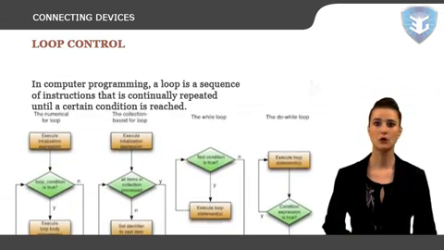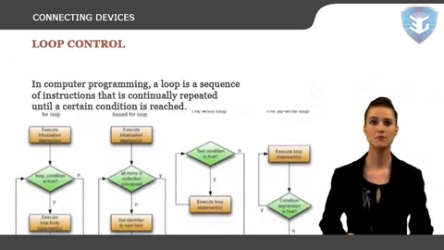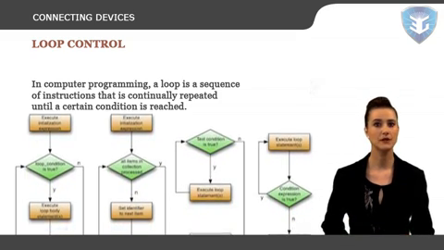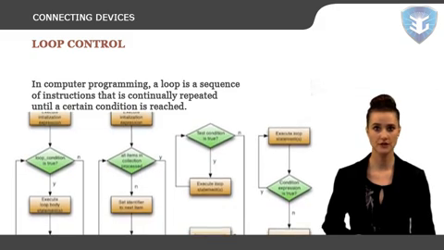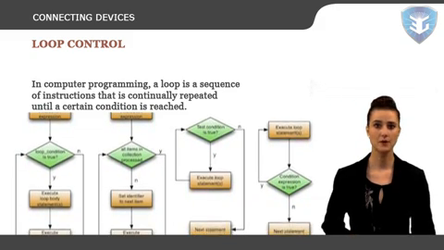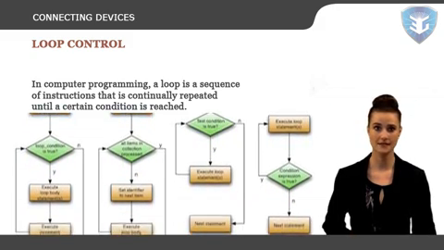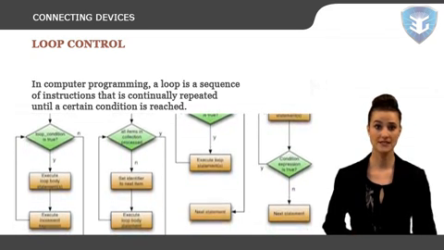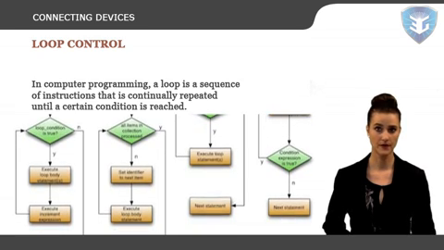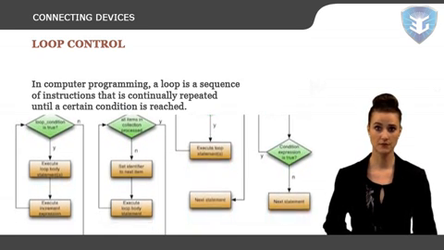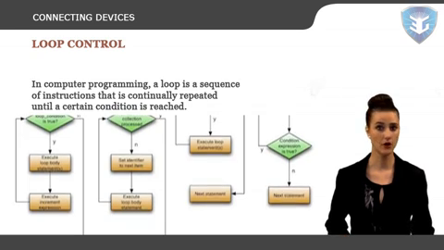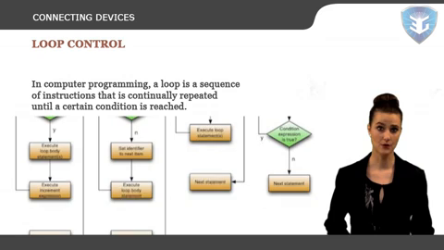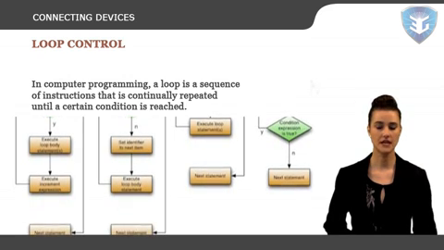Let's discuss loop control. In computer programming, a loop is a sequence of instructions that is continually repeated until a certain condition is reached. Imagine one has to write a program which performs a repetitive task, such as printing 1 to 100. Writing 100 print statements would not be a wise thing to do. Loops are specifically designed to perform repetitive tasks with one set of code. Loops save a lot of time. A loop is a structure that allows repeated execution of a block of statements.